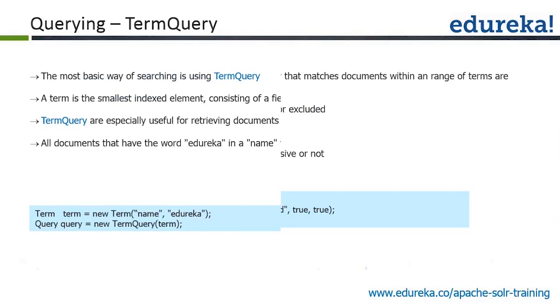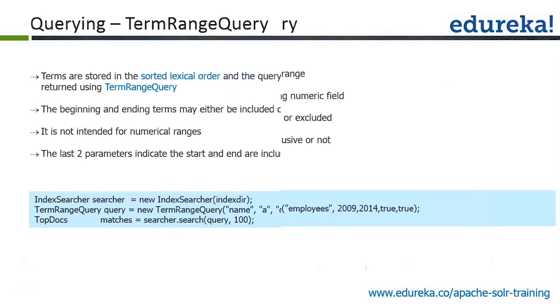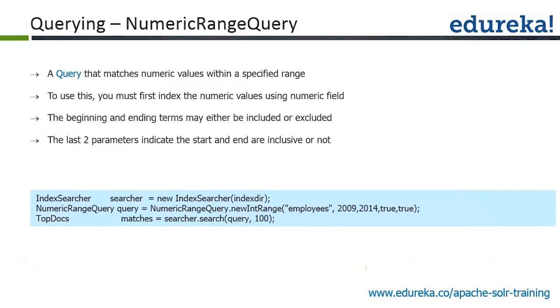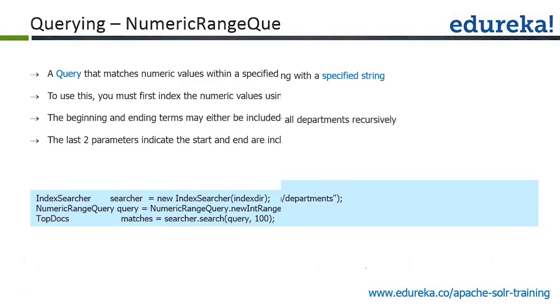So here we are saying term, here we are saying term range query, here we are saying numeric range query, and here we are saying prefix query. Except for that, everything remains the same in the querying aspect of it.